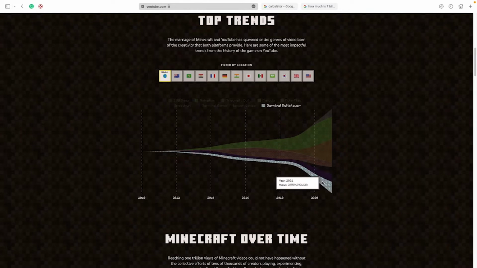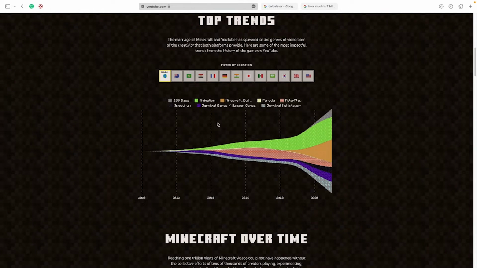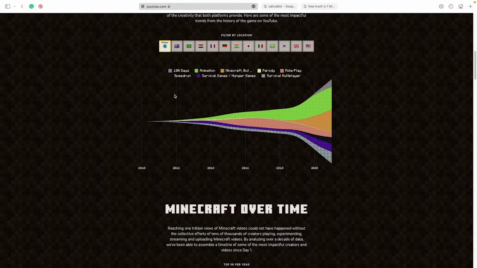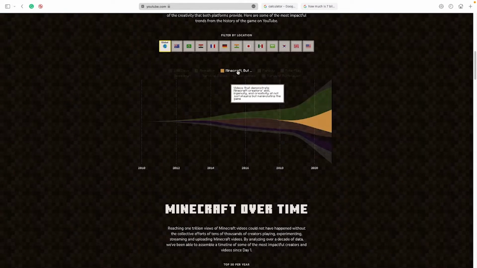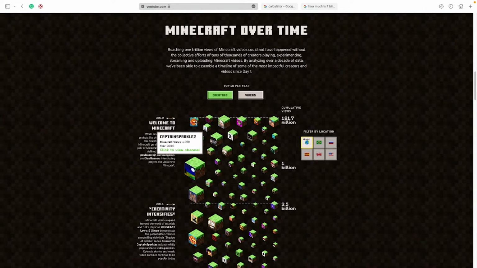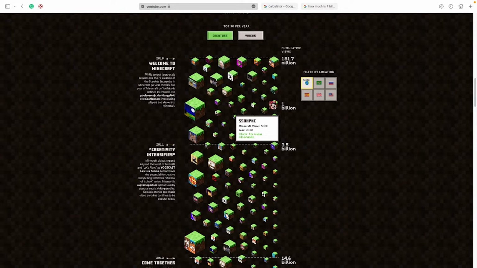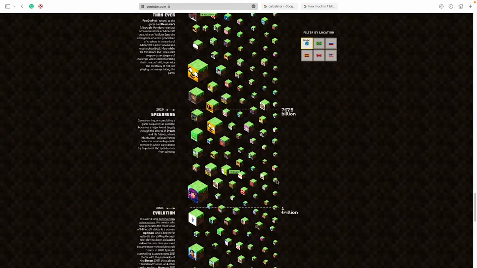Then under that, you have some info about different categories of Minecraft videos and the number of views on them over the years since Minecraft came out. And it's crazy how YouTube can tell the difference between all the different Minecraft videos and sum up these numbers. Below that, you can see the most viewed creators over the years, which you can go and search for your own favorite creator and see the numbers. It's a really cool website that they provided.